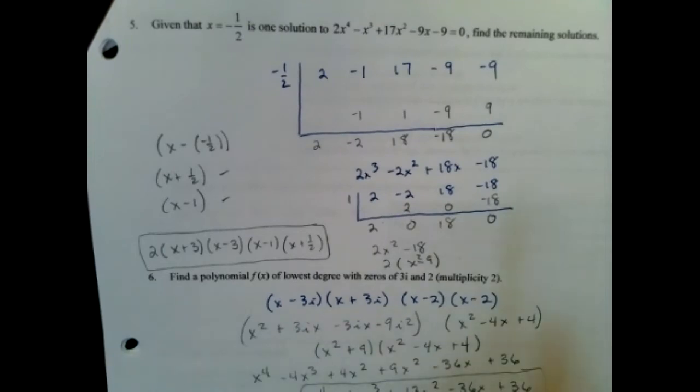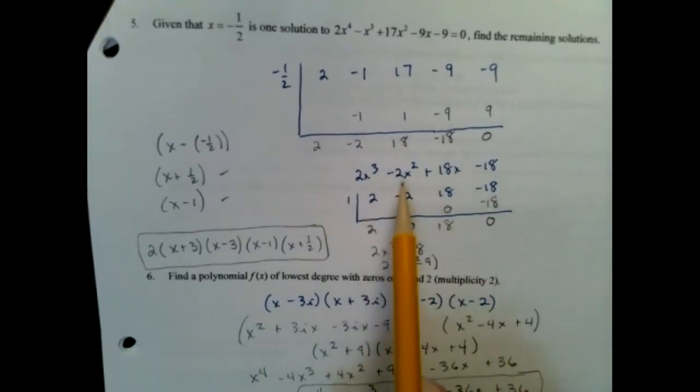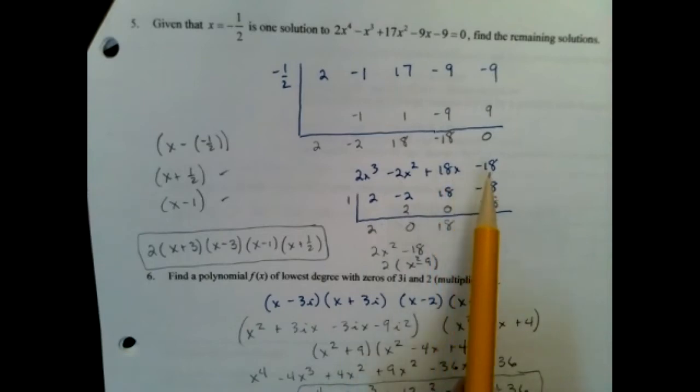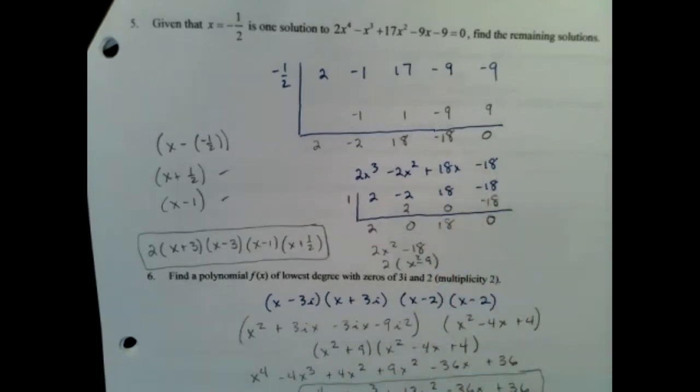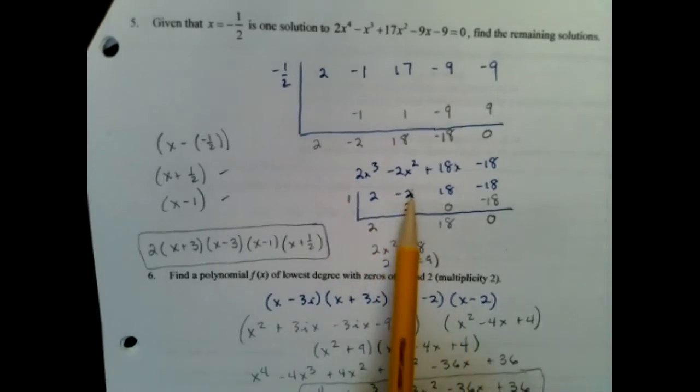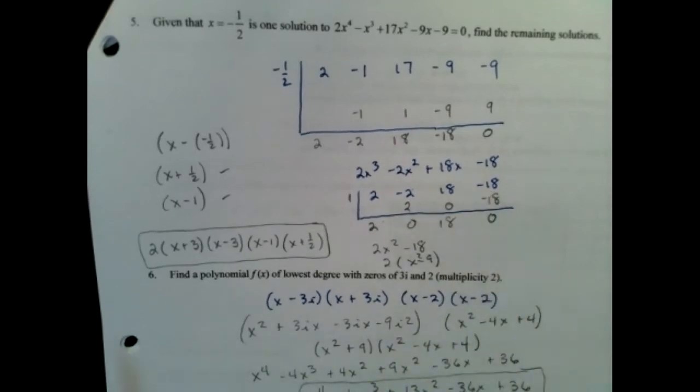What was I left with? 2x cubed minus 2x squared plus 18x minus 18. Now, I'm going to keep going with this, and then we're going to come back to this, and I'm going to show you something else. So now I want to factor this guy, 2x cubed minus 2x squared plus 18x minus 18.